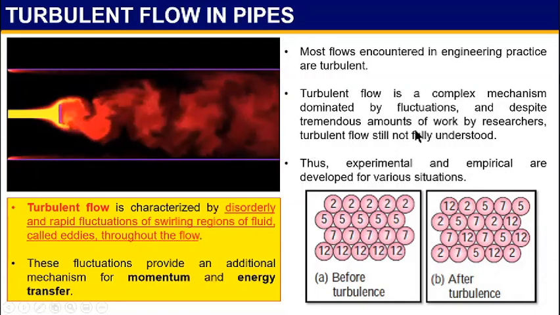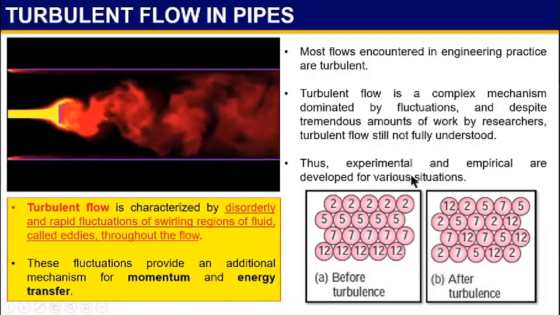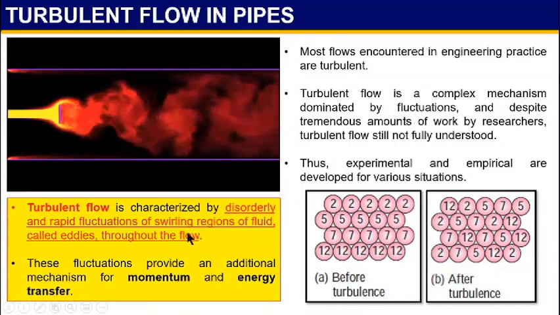That's why we have one equation involving this turbulent flow, which is called the Navier-Stokes equation. Until now researchers still cannot solve this Navier-Stokes equation due to its complication. Thus experimental and empirical approaches are developed for various situations. Turbulent flow is characterized by disorderly and rapid fluctuations of swirling regions of fluid called eddies throughout the flow. All of these swirling regions in this fluid are called eddies.